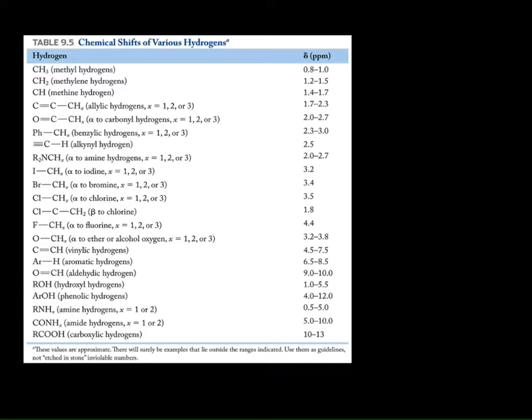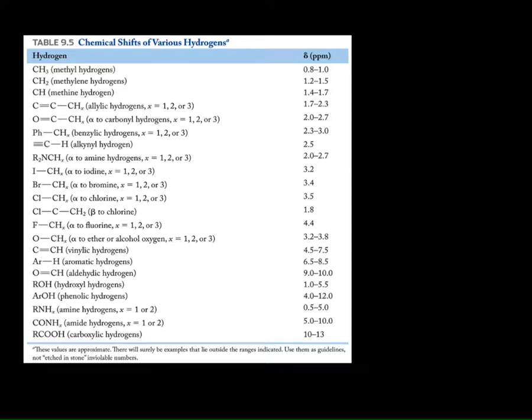Table 9.5 actually comes before 9.6, but oftentimes carbon is a little bit easier to explain than hydrogen. We're going to get into greater detail about proton NMR. There's lots more detail of proton NMR that we're not going to discuss at this moment. We'll get to it in the lab later on, and we may discuss it a little bit in lecture.